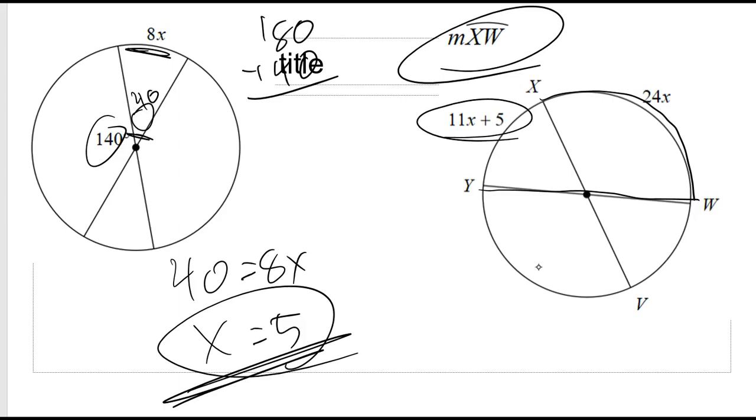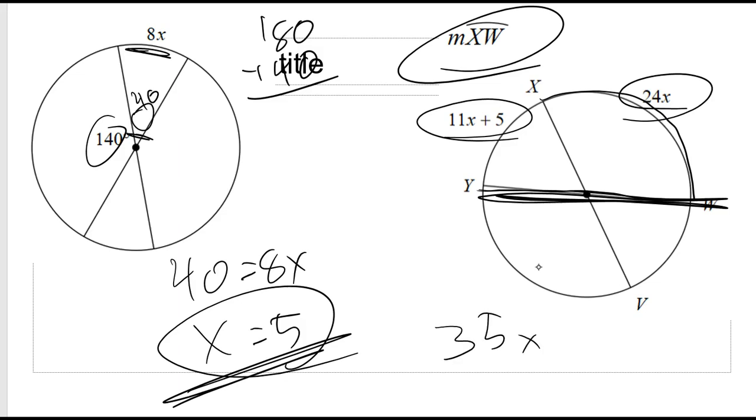So I know that these two, since this is a diameter, these two are semicircles, or combined are semicircles, which means that they add up to 180. So 11x plus 24, I'm going to skip a step and write 35x. I got 35 because I took 11x plus 24. Because what we're trying to do is add them together and equal to 180. I'm going to add 5 and equal to 180.